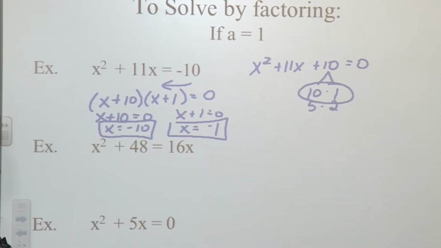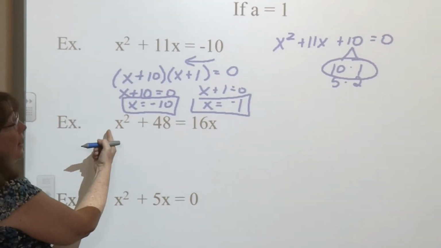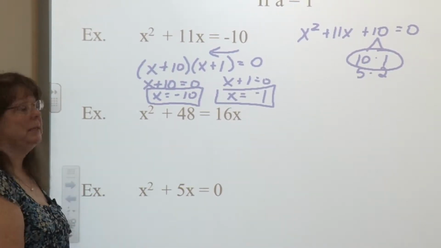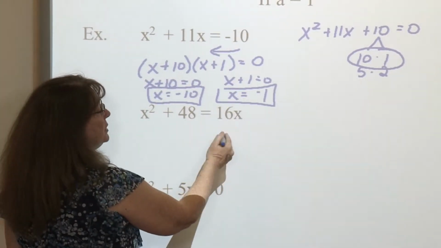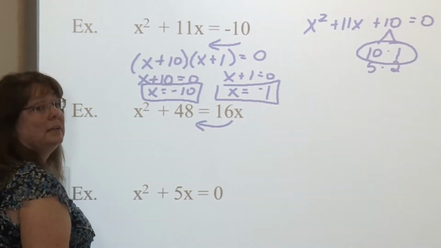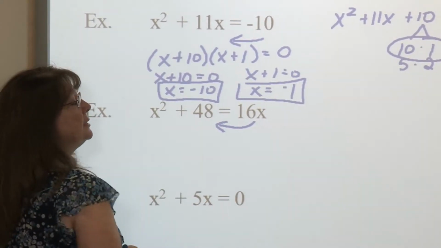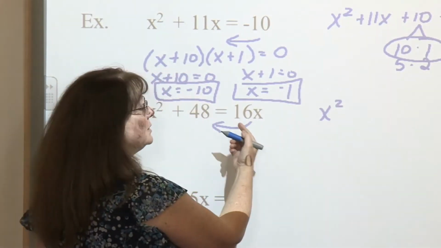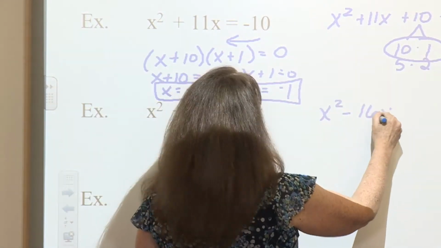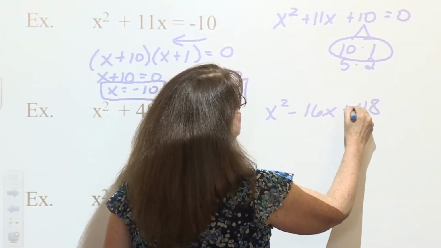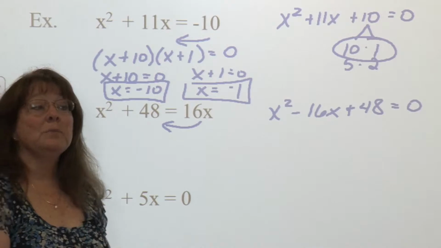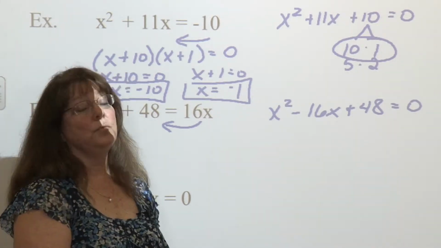When you look at the next one, again, you're going to notice, hey, I have an x squared term. It's got a value of 1 in front, so I'm going to use this same technique. But it's not set equal to 0. So again, you'll want to move that 16x over so that it's set equal to 0. I'll have x squared. I'll subtract the 16x from both sides. Plus 48 equals 0.